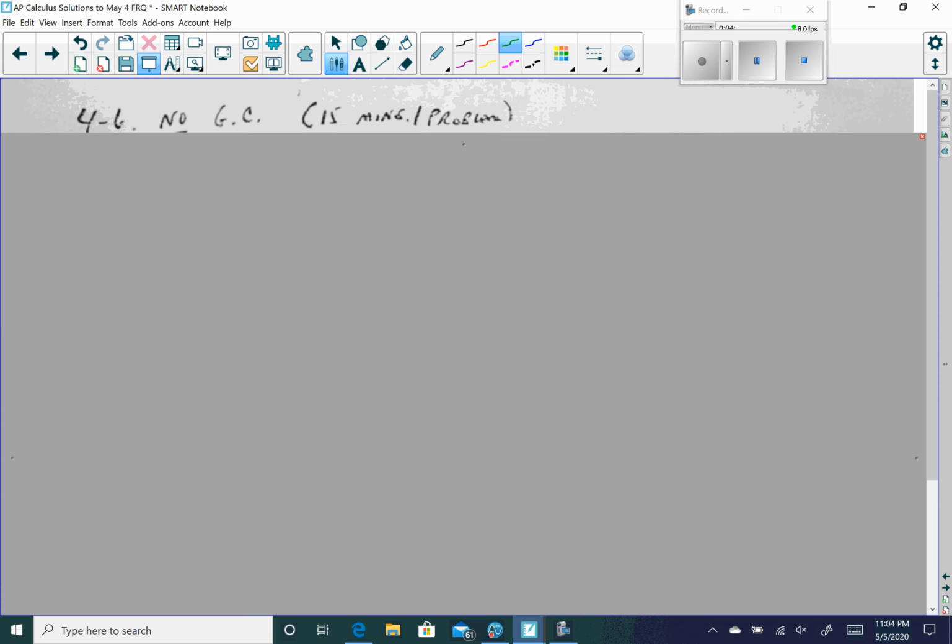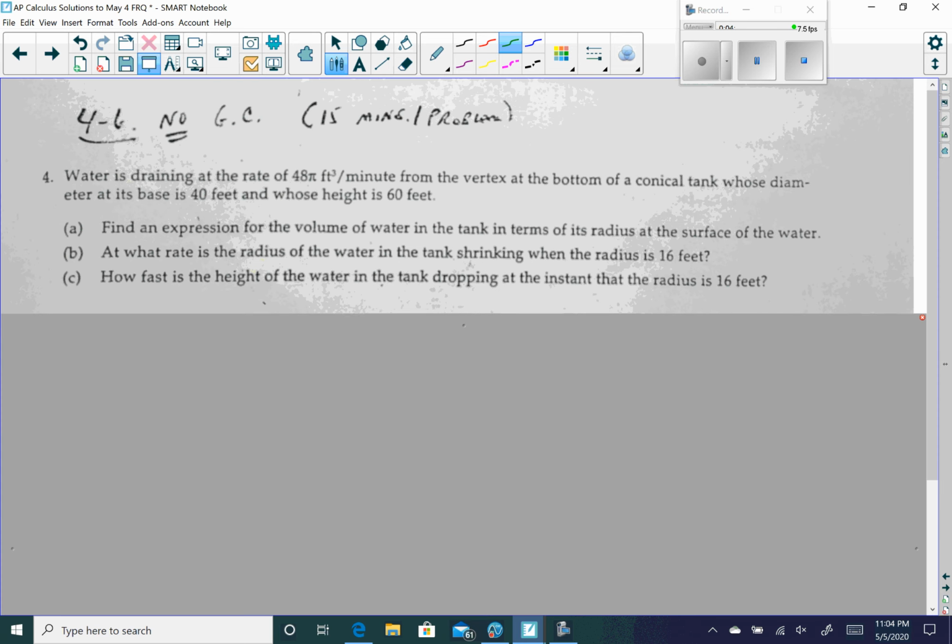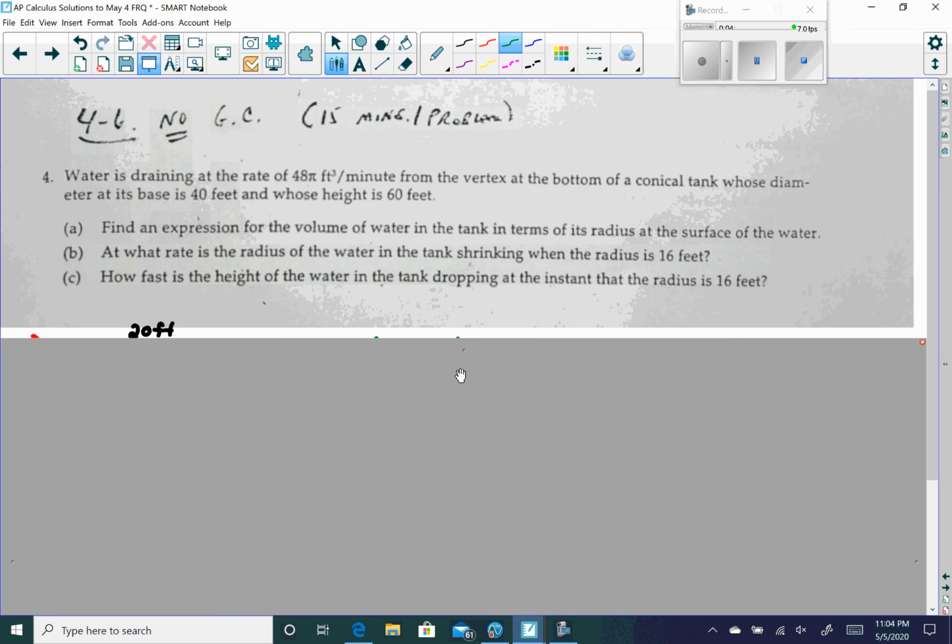All right, now number 4, this is a good related rates problem. And what's nice about this is that parts A and B together kind of make up that whole 6-step plan that we went over way back when in class. So for A, it says find an expression for the volume of water in the tank, and it's a conical tank, in terms of its radius at the surface of the water.